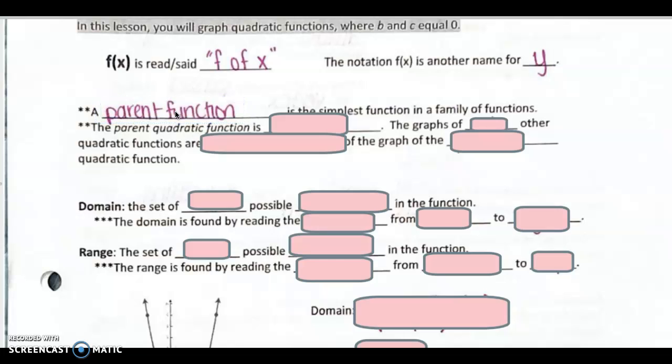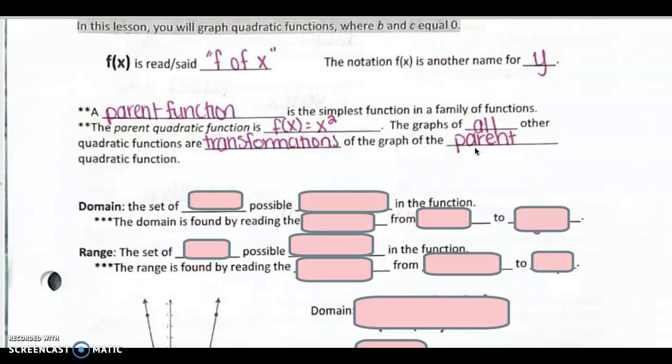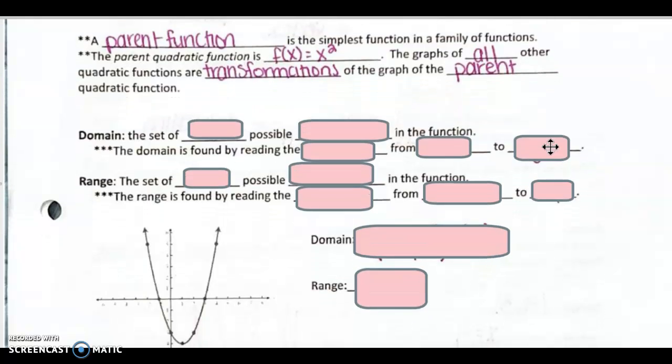A parent function, remember, is the simplest function in a family of functions. And the parent function of a quadratic is just f of x equals x squared. And it says that the graphs of all other quadratic functions are transformations of the graph of the parent function. Okay, so remember when we graphed f of x equals x squared, that's the one we graph every time.